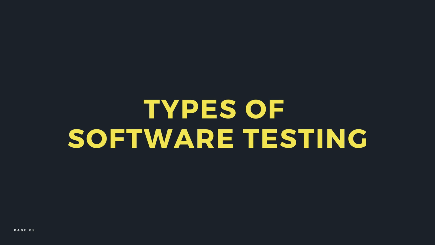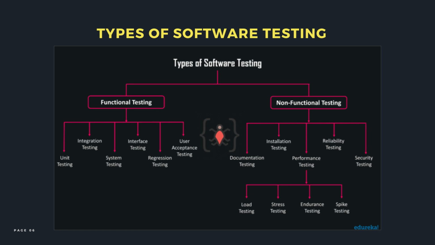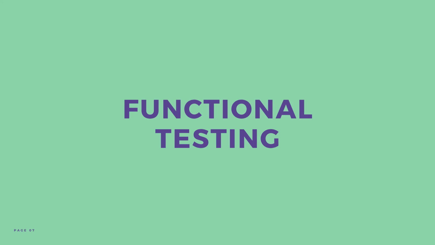Types of software testing. Software testing is broadly divided into two major types, functional testing and non-functional testing, which are further divided into various types. Let's understand each one of them in detail. First, let's learn about functional testing.